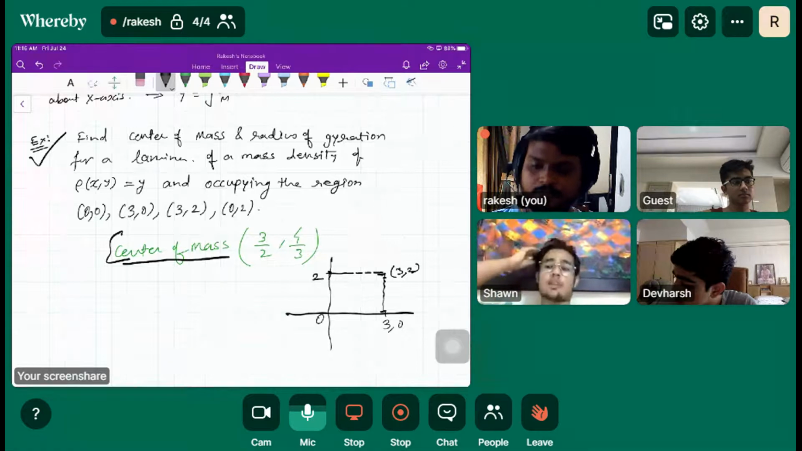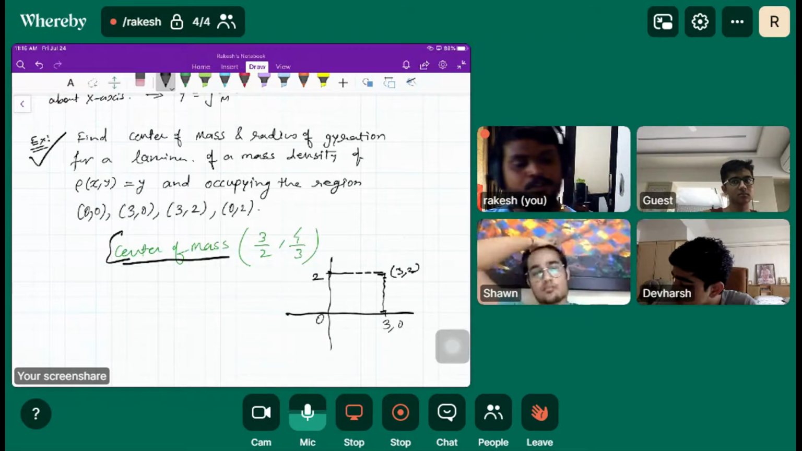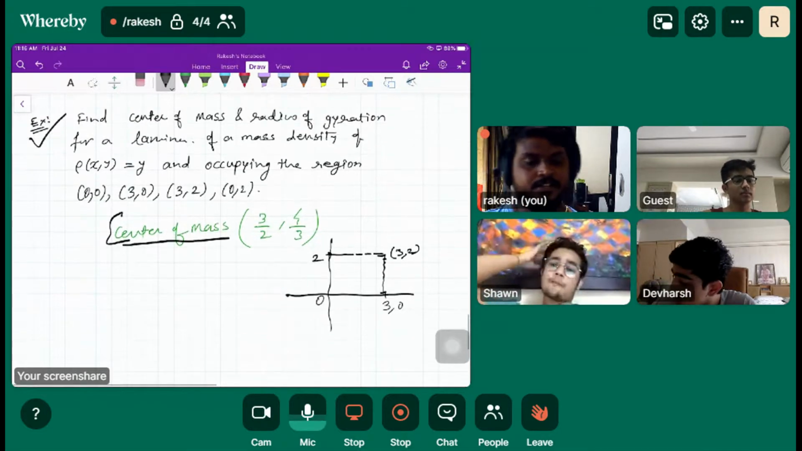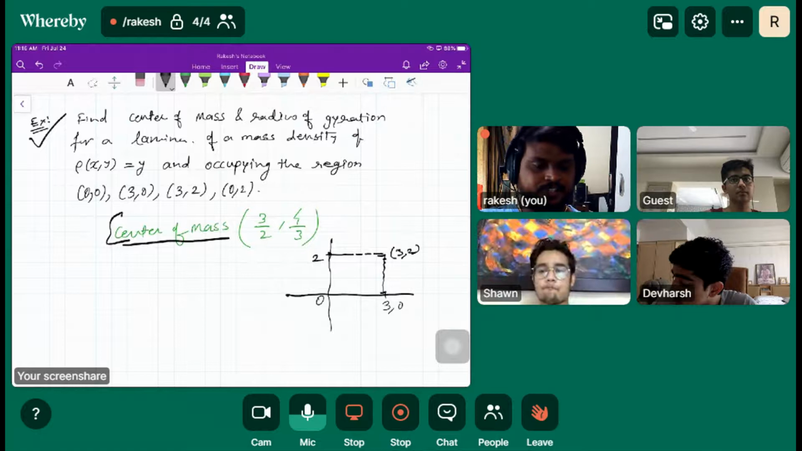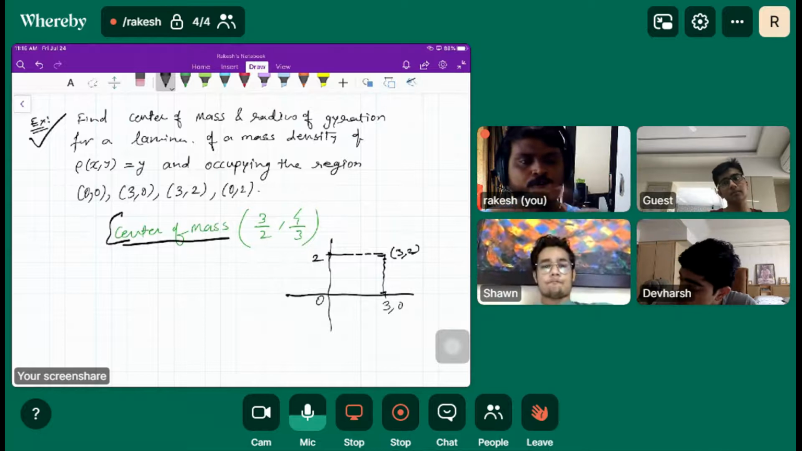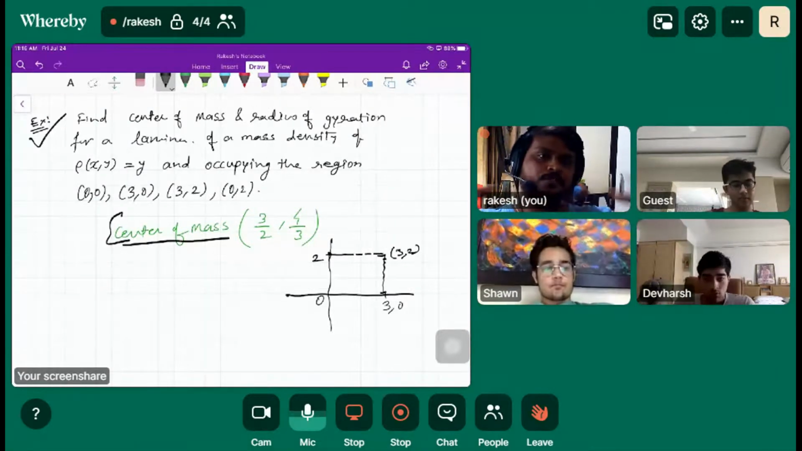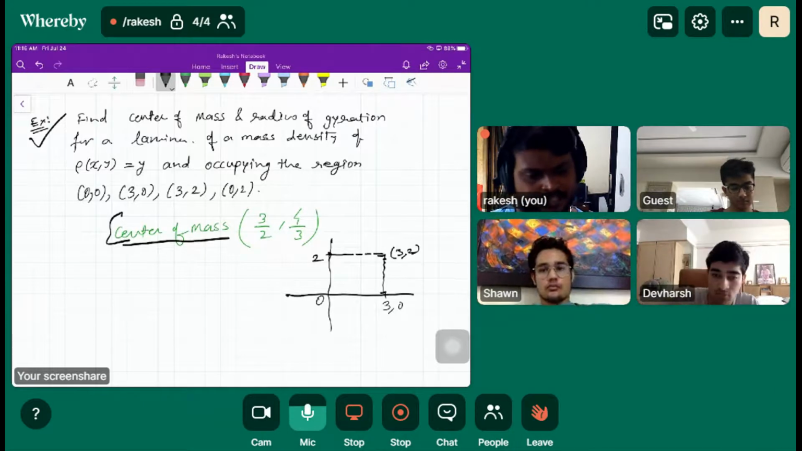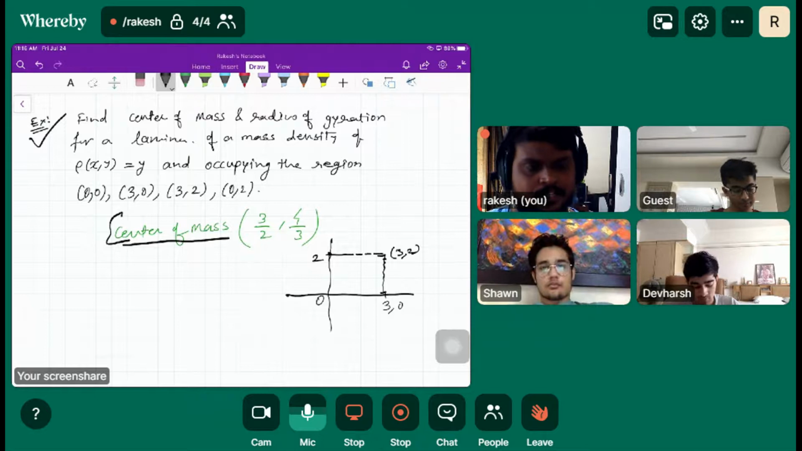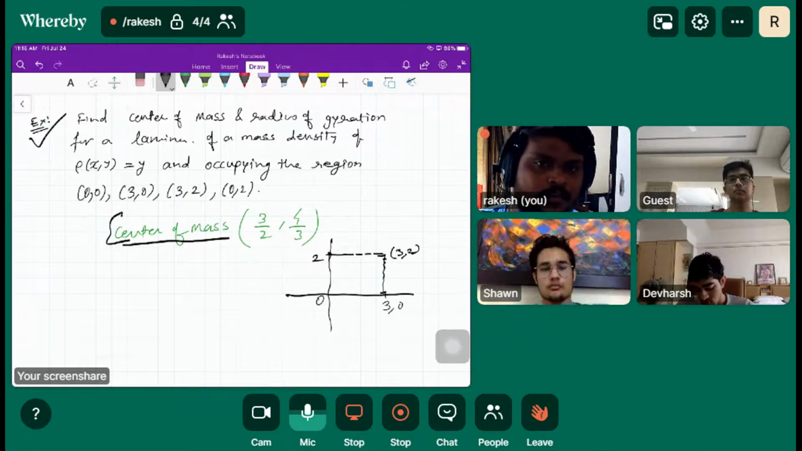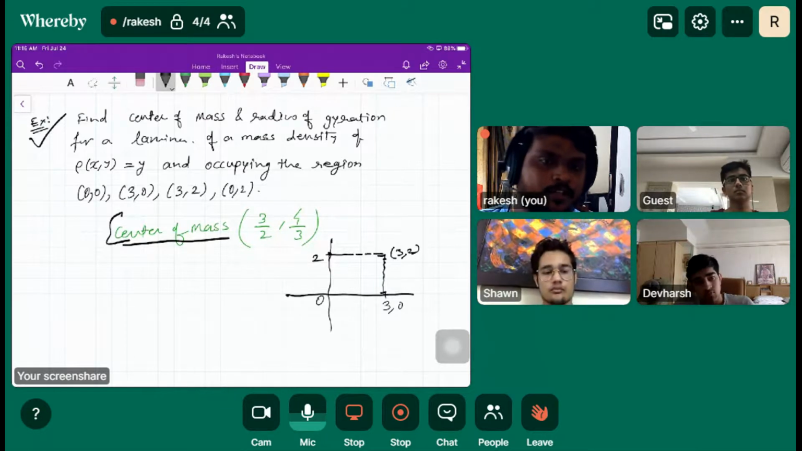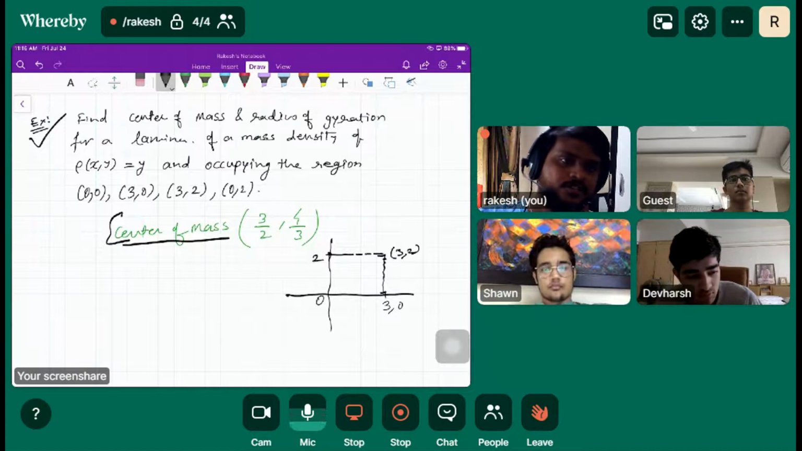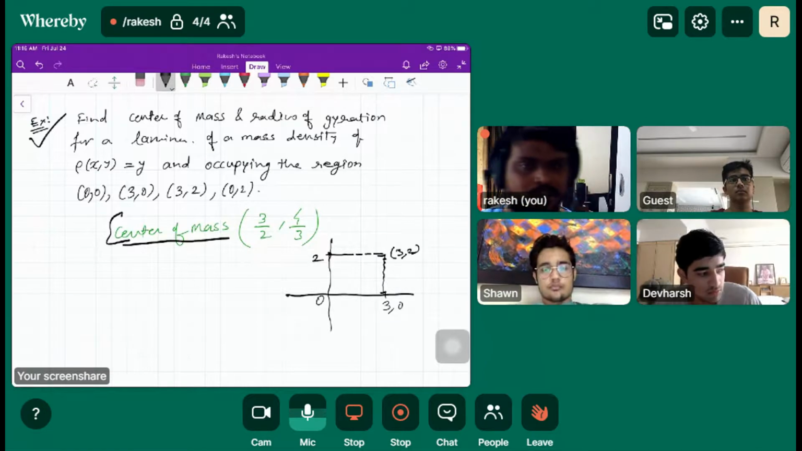So we have to start from the beginning. Okay, no problem. So this is the region, right? This is our region over which mass is distributed. The mass density function is represented by rho of x comma y equal to y. So by that formula, the mass is distributed all over this super thin lamina.